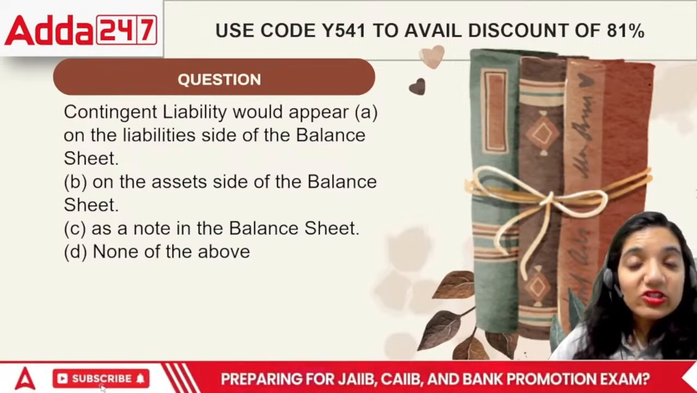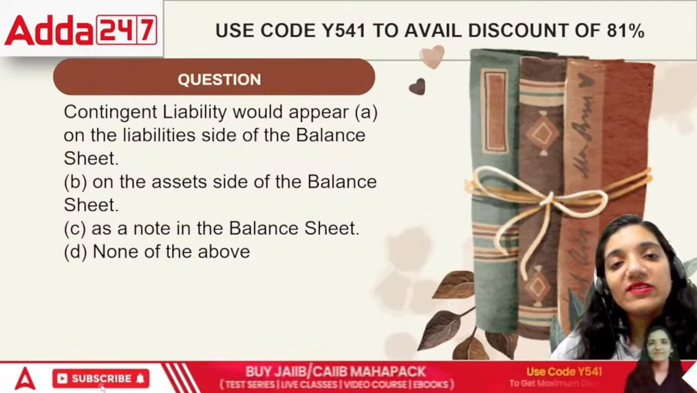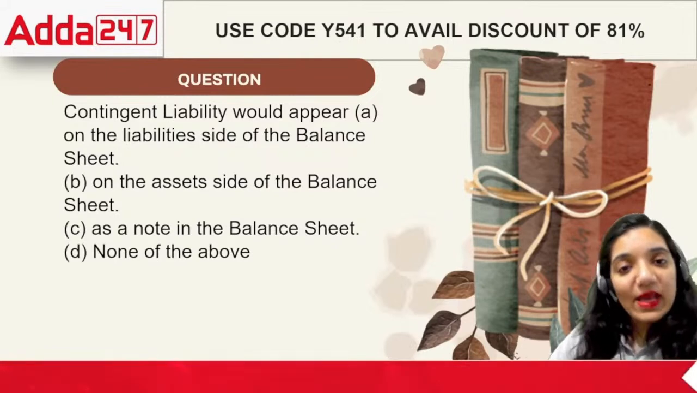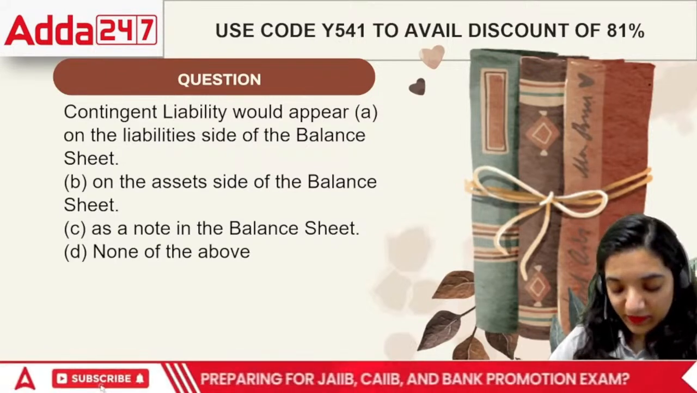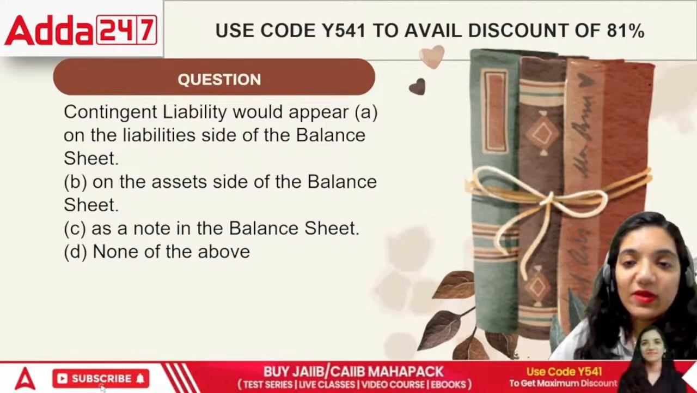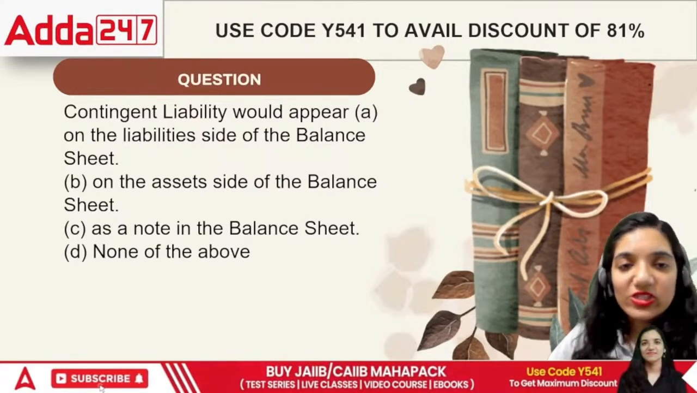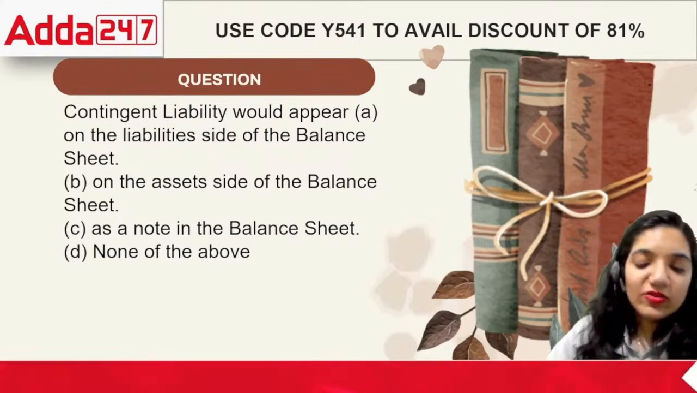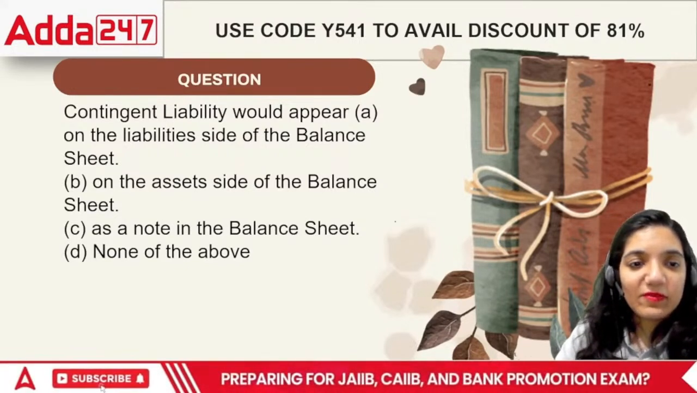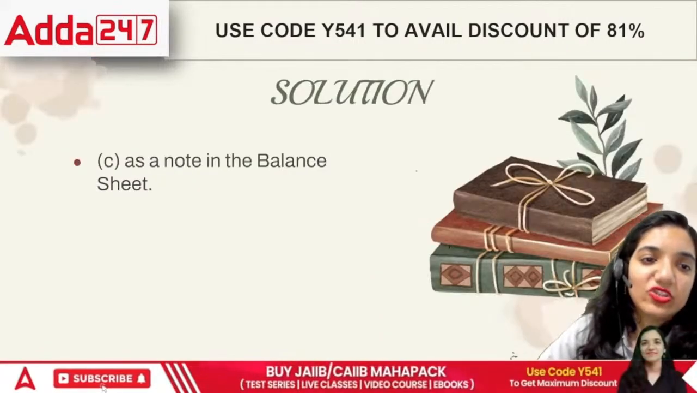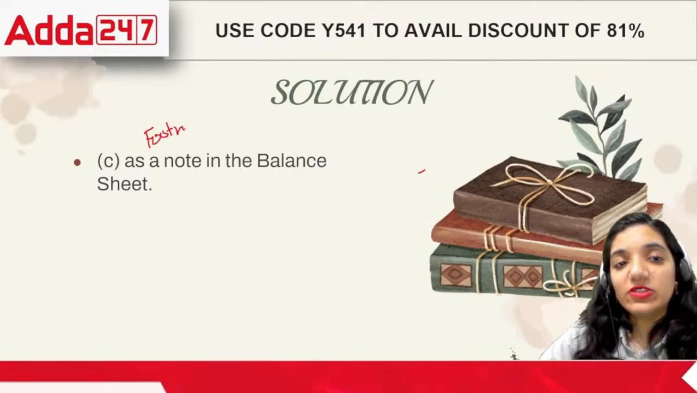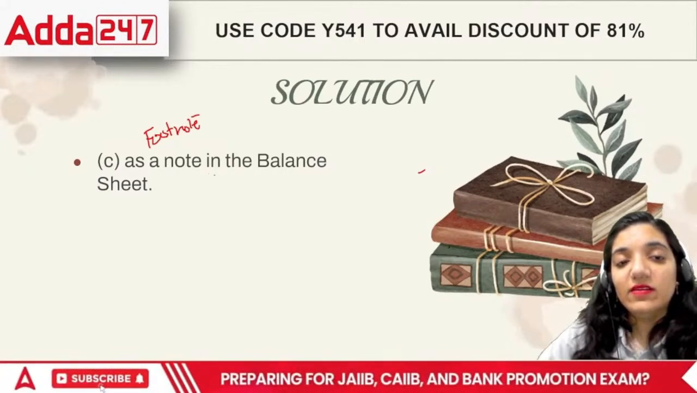So the options are: contingent liabilities are liabilities on the liability side of the balance sheet, on the asset side, as a note, or none of the above. Basically, you'll always realize that till the time things are not certain, they will never be a part of the balance sheet. So in this case, the correct answer is that it will never be a part of the balance sheet. It would be shown as a footnote in the balance sheet.